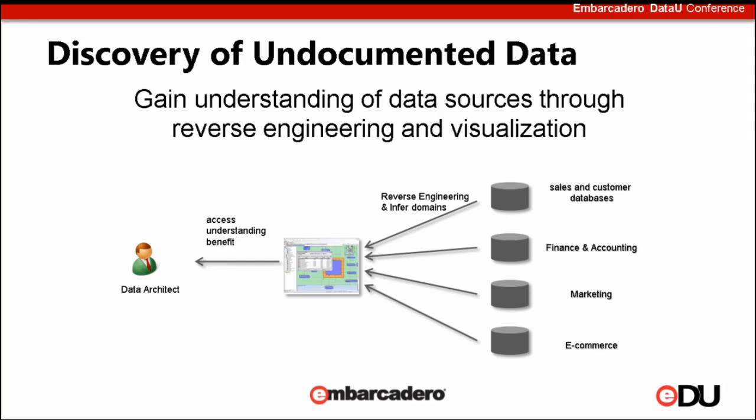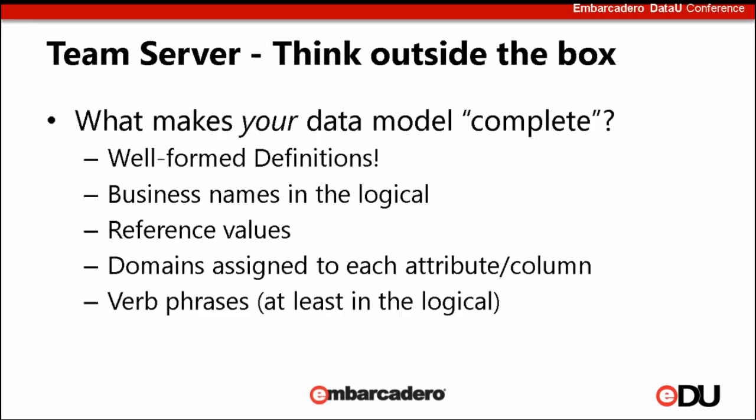So someone in one geography of your corporation wouldn't know about a siloed information store in another geography. They just wouldn't have that kind of linkage. Well, with the team server they would, because it would be documented in a centralized location. So, now with team server, thinking outside the box, what makes your data model complete?